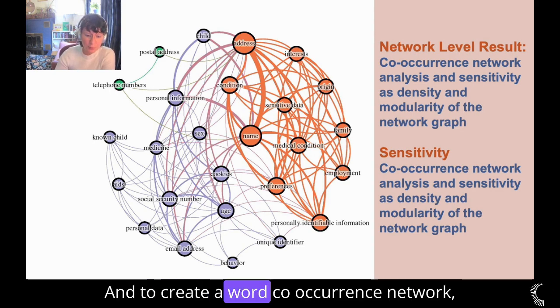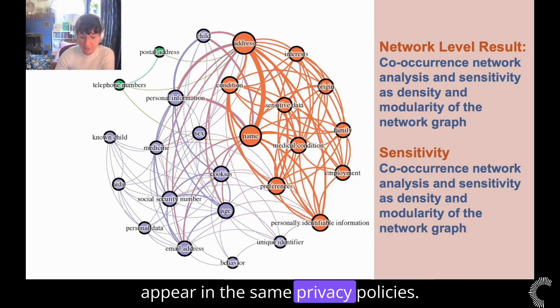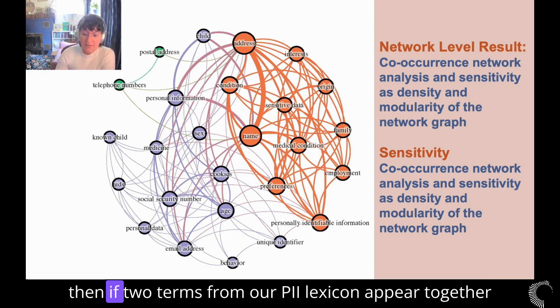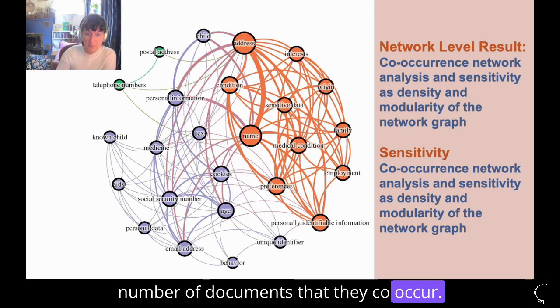And to create a word co-occurrence network, we essentially add an edge between words that appear in the same privacy policies. Edges start with just one weight to begin with, and then if two terms from our PII lexicon appear together in additional documents, we increase the weight based on the number of documents that they co-occur in.